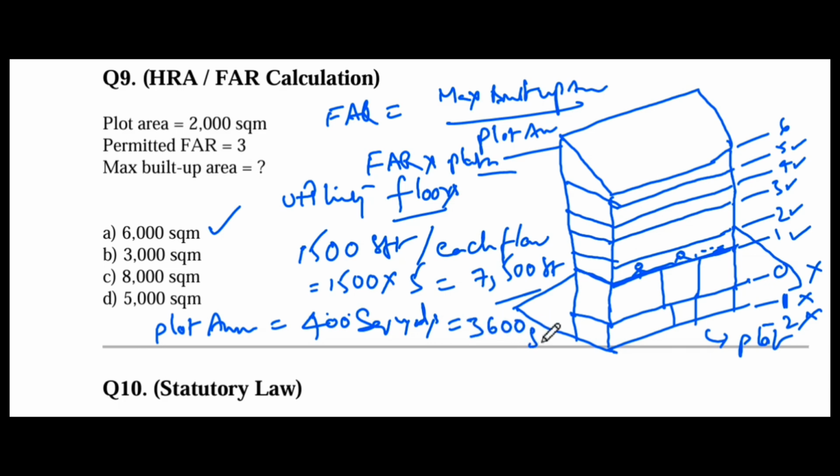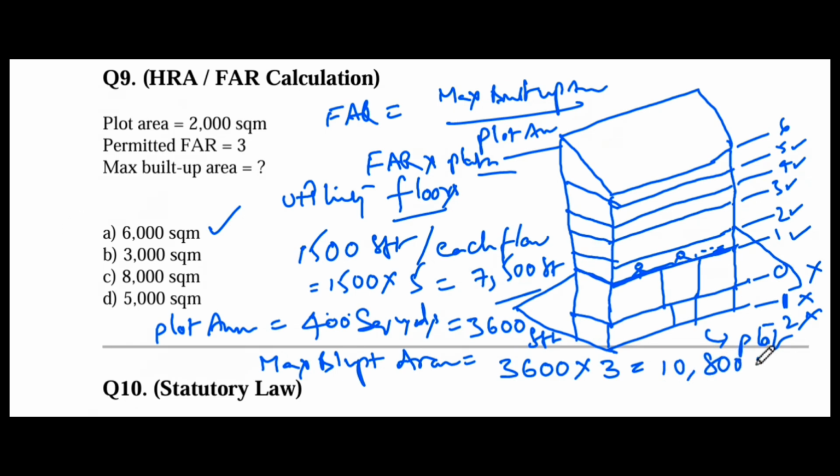3600 SFT. This is the plot area. So what will be the maximum build-up area allowed? Build-up area allowed will be 3600 SFT into FAR, given as 3 as per the zone regulations. So the answer will be how much? 3600 into 3, 10,800 SFT is the maximum build-up area allowed here. This is the maximum build-up area.